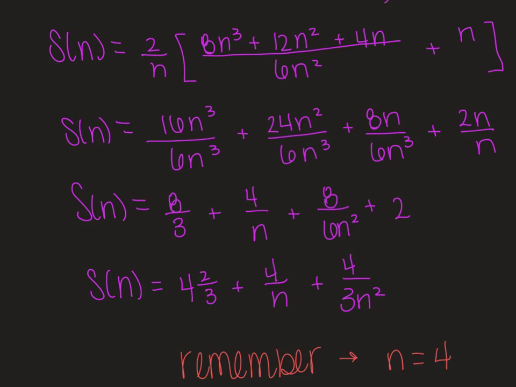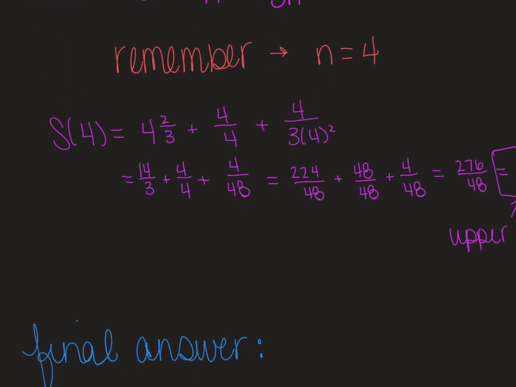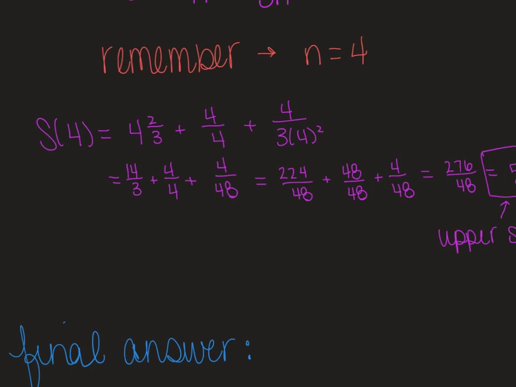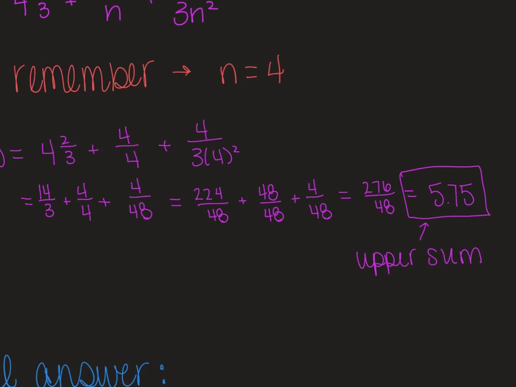So we're going to plug in 4. Again, there's a lot of fractions. It's okay. You can use your calculator too. You don't need to do this out. So I plug in 4, simplify. I got them to all have the same denominator, and I resulted with 5.75, and that's my upper sum.